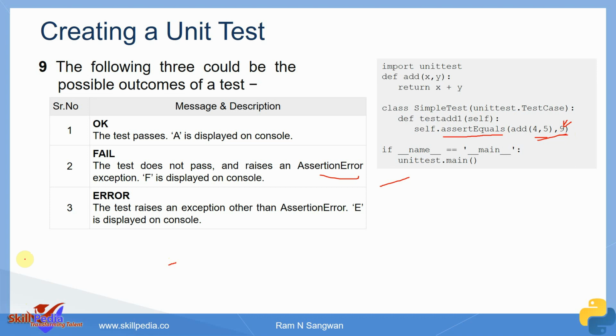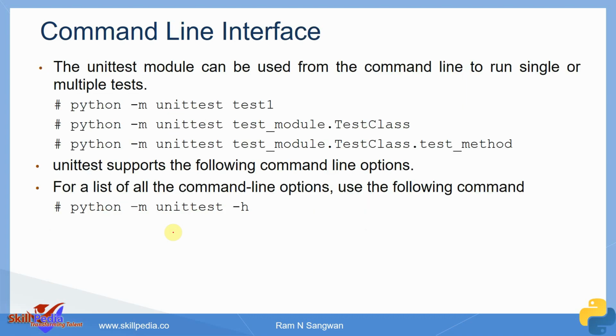The following 3 could be the possible outcomes of a test. OK means the test passes and is displayed on the console. Second, F: the test fails, the test code does not pass, and raises an assertion error exception. F is displayed on the console. The third option is error: the test raises an exception other than assertion error. E is displayed on the console. OK, F or E.